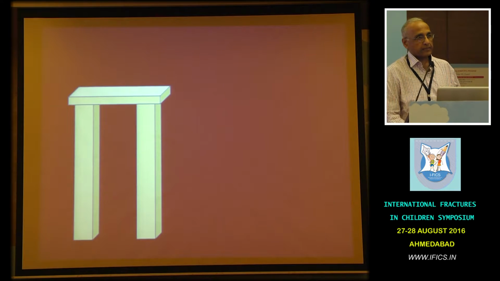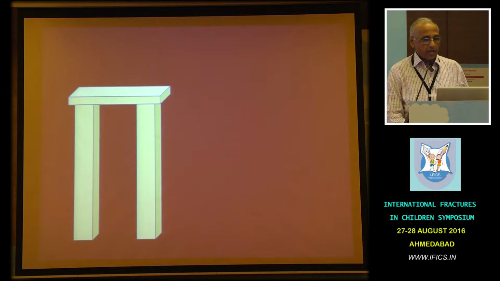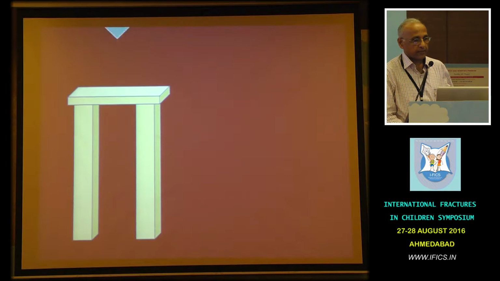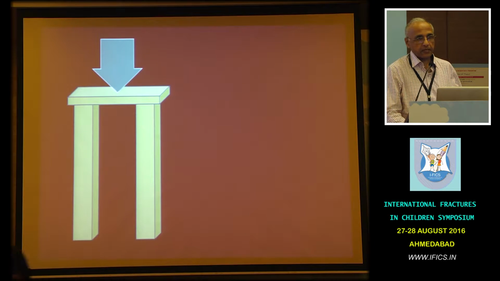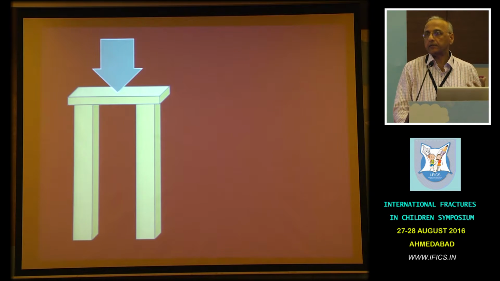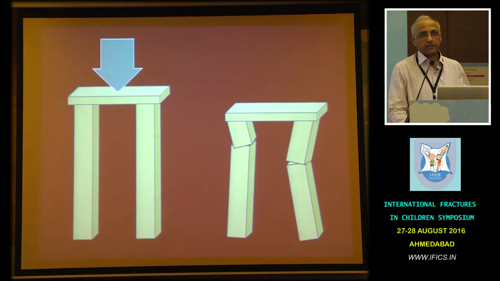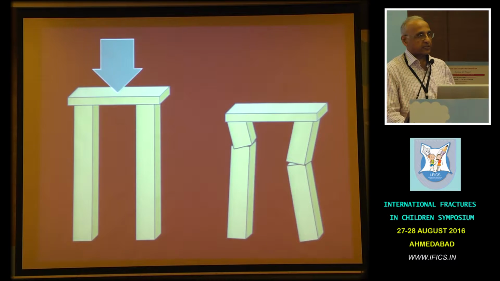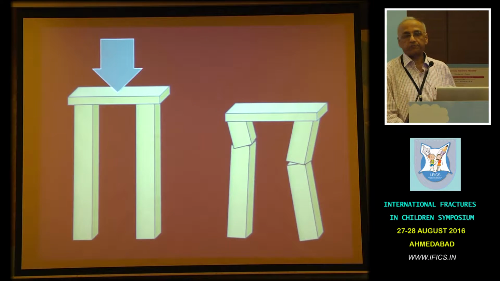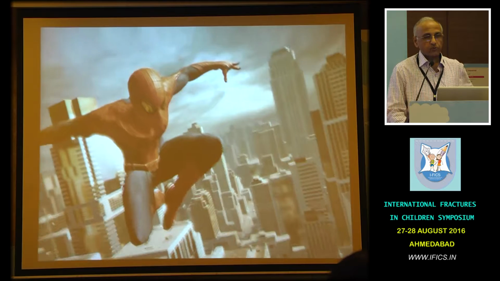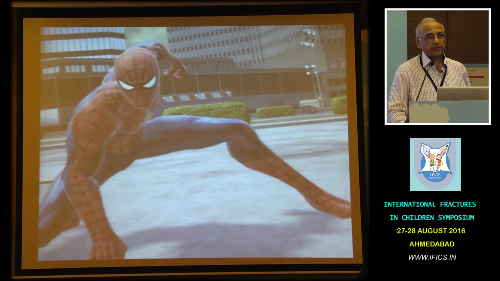Coming to the next type of fractures, which we also see in our practice, sometimes in adults also. Suppose the force is much greater in magnitude, then what happens? The force comes like this, and in that case both columns will fail to respond, and there is a fracture like this. The classic example nowadays, because of videos and movies, is children who behave like this and try to do stunts like this, and they result in this.